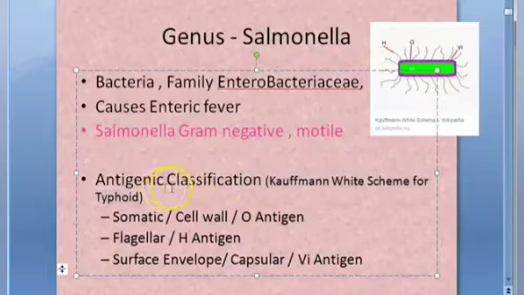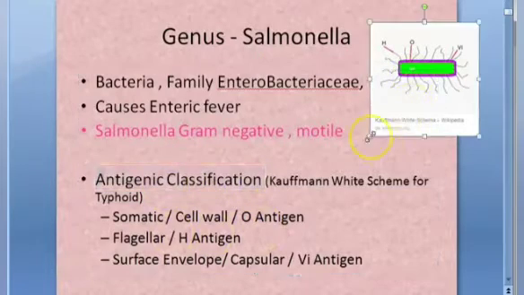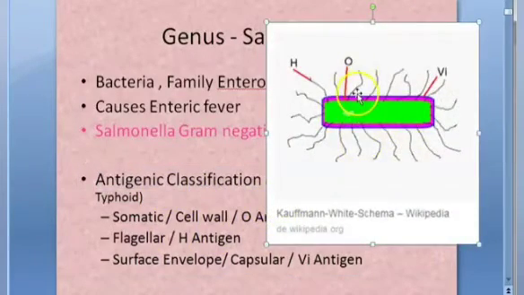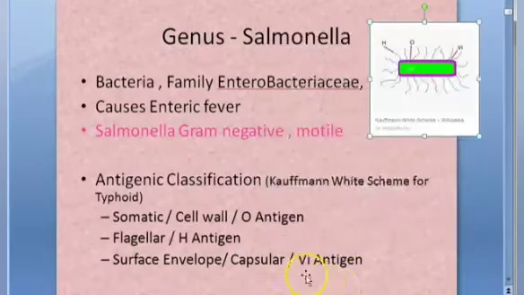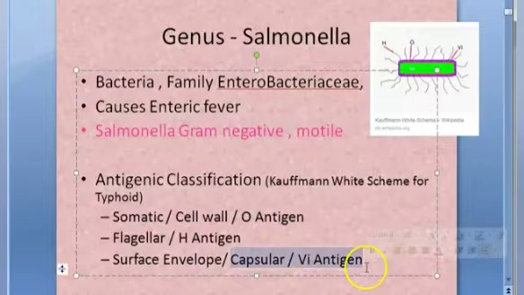What antigens are present in them? You have the O antigen, which is in the cell wall. You can see it is pointing to the cell wall. Then you have the H antigen, which is the flagellar antigen, and you have the VI antigen, which is the capsular antigen. The capsule is outside, right? So it covers the cell wall. So the VI antigen will cover the O antigen. So you have understood the three antigens now.